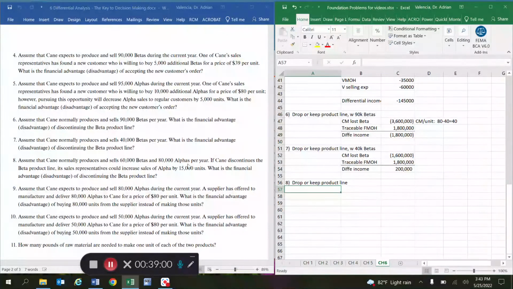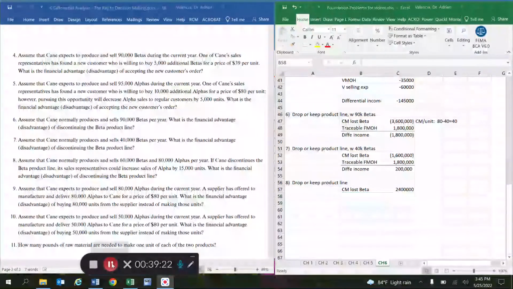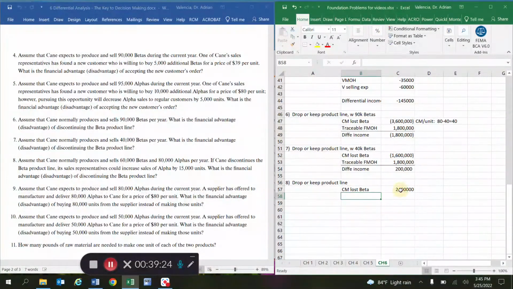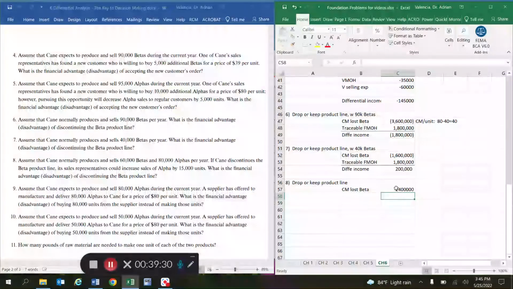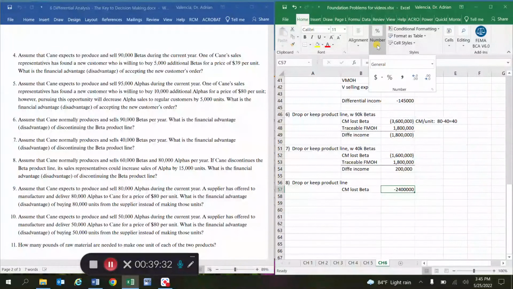Let's go ahead, this one's got a couple little things. So if we get rid of beta, the contribution margin lost from beta would be $40 times 60,000. So this would be equal to 40 times 60,000, which is that amount. To be consistent, we're going to model this as a negative. In other words, I would lose out on $2.4 million by getting rid of beta at the current production level.